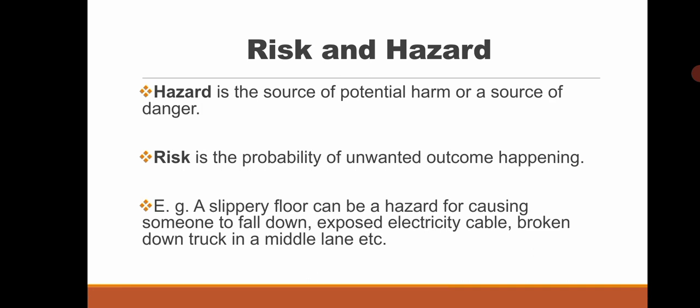And we have an exposed electrical cable. An exposed electrical cable is a hazard. When there is an exposed electrical cable, it can give a shock. But what is the chance of someone being shocked by the electrical cable? That is the risk. And when the person is shocked, the risk has occurred. And what is the consequence? The consequence is what we call a risk event. We will talk about risk events very soon. We can also talk about a broken track in the middle lane. It is also a hazard, and the chance of causing an accident is the risk.